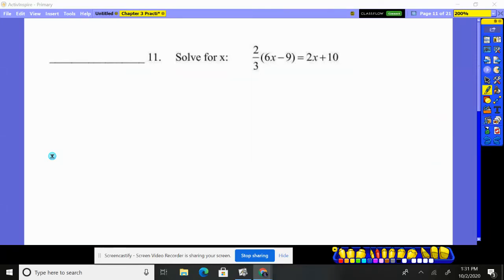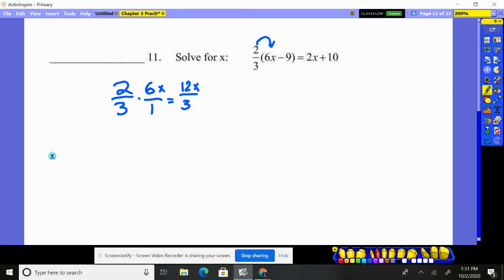Problem 11, solve for x. So I have 2/3 outside that parentheses, so I need to distribute that through. So I need to figure out 2/3 times 6x, which is just over 1. Well, multiply across top, 12x, across bottom 3.